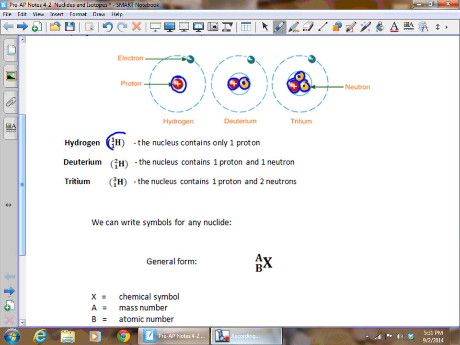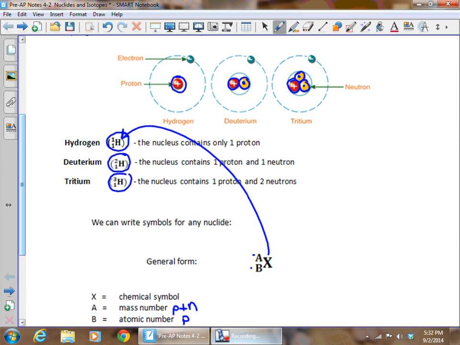If you'll notice here, these are what we refer to as nuclide symbols for these different isotopes, and they tell us basic information. If you look next in your notes, you can see that we can write symbols for any nuclide. That X right here stands for the chemical symbol, which is represented in hydrogen by the H. This A on top refers to the mass number. Remember, mass number is protons plus neutrons. And the B on bottom is the atomic number. And the atomic number, remember, is the number of protons only.